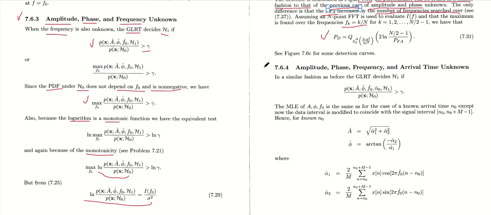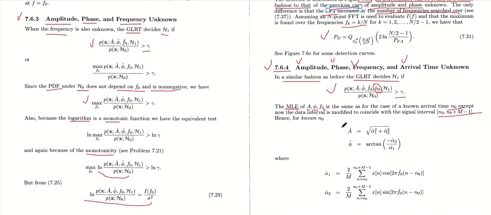Now we go to 7.6.4. You have amplitude, phase, frequency, and arrival time unknown. In a similar fashion, the GLRT decides H1 if this statement is true: p of x given A hat, phi hat, F0 hat, N0 hat. Now we have this additional parameter N0 hat. The MLE of A, phi, F0 is the same as for the case of a known arrival time N0.